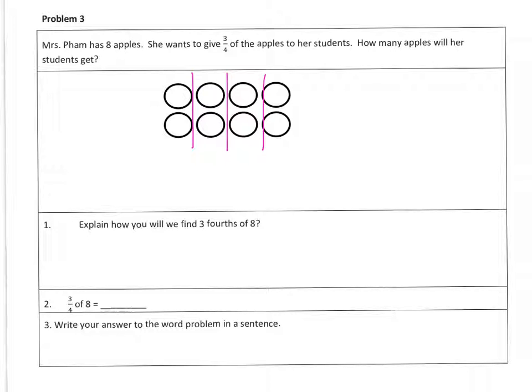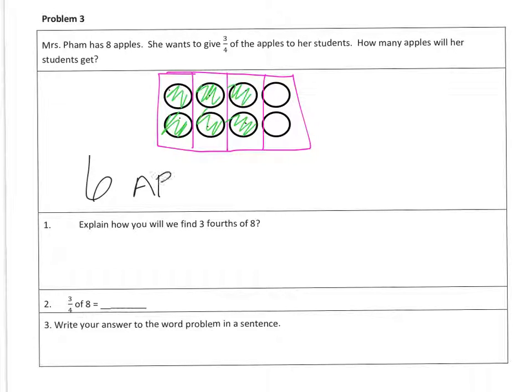So fourths means there's 4 sections, and they're all of equal size. And it says 3/4. So I'm going to color in this fourth. I'm going to color in a second fourth. And there, I've colored in 3 of my fourths. So how many apples is that? Well, that's 1, 2, 3, 4, 5, 6. 6 apples. So 3/4 of 8 equals 6. Go ahead and write your answer to the word problem in a sentence, and then raise your hand for me to come take a look.